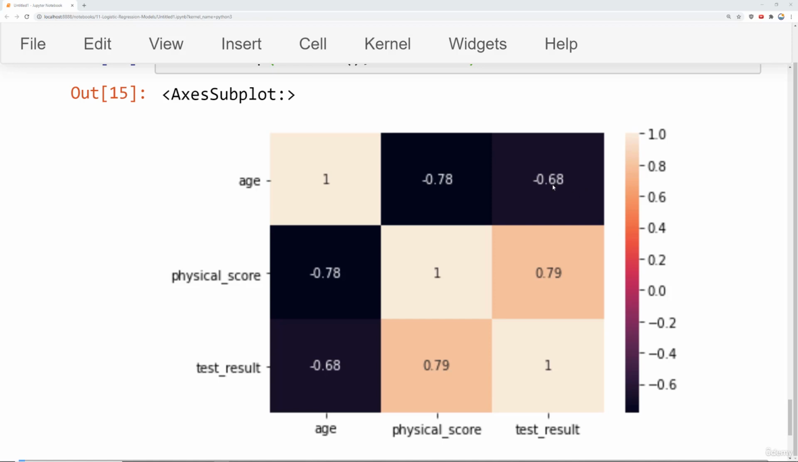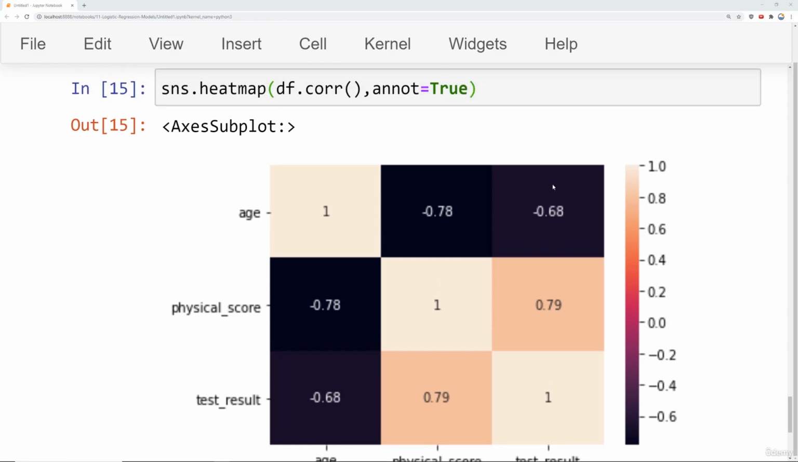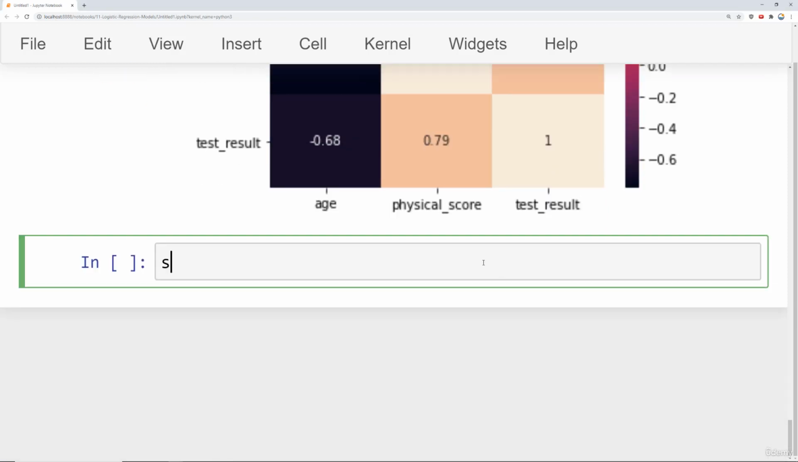So let's show you some scatter plots that are not too informative sometimes, and then show you how you could use a 3D plot, depending on how many features you have, to try to clarify that information. So we go back to scatter plot here, and we did a scatter plot of age versus the physical score. Those are 2 continuous variables.